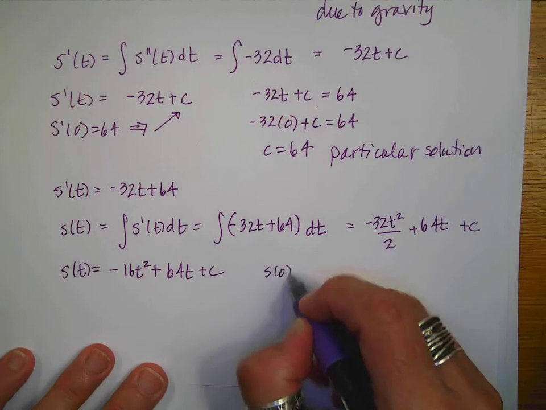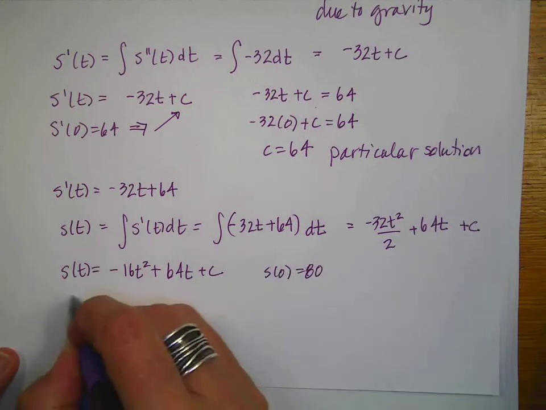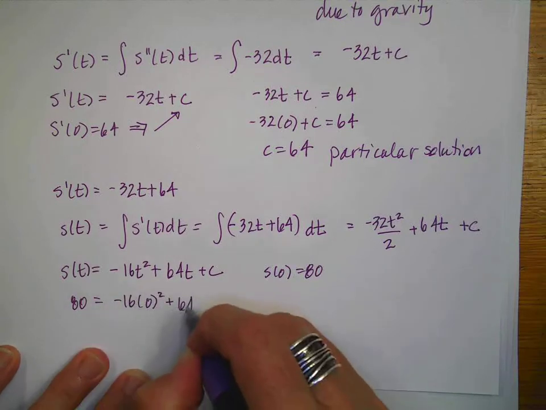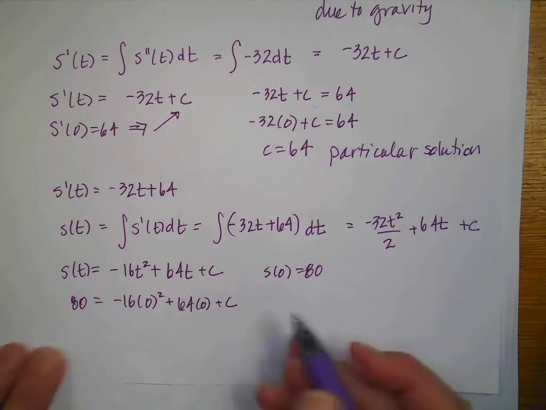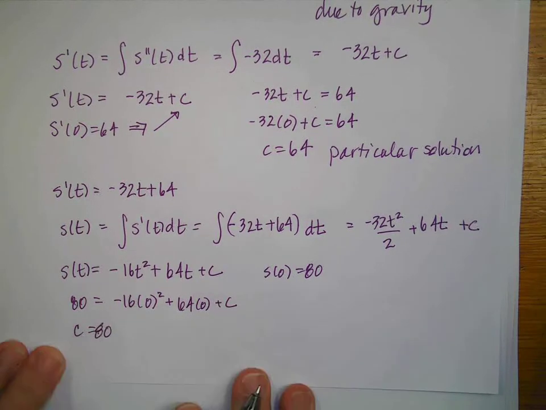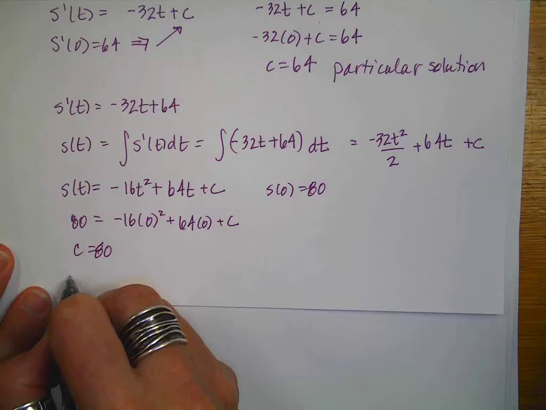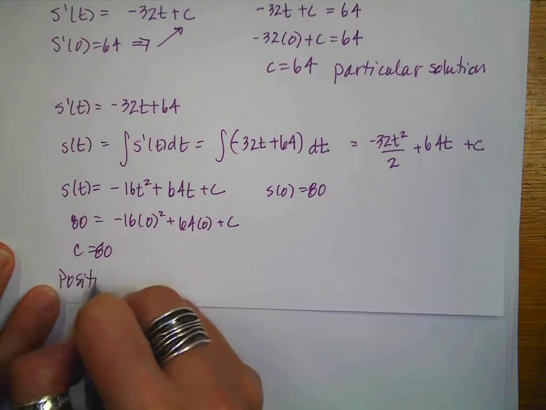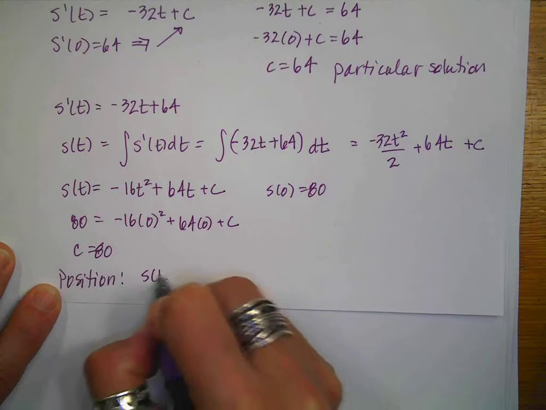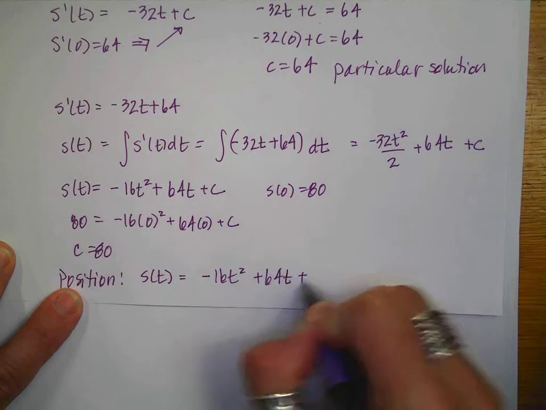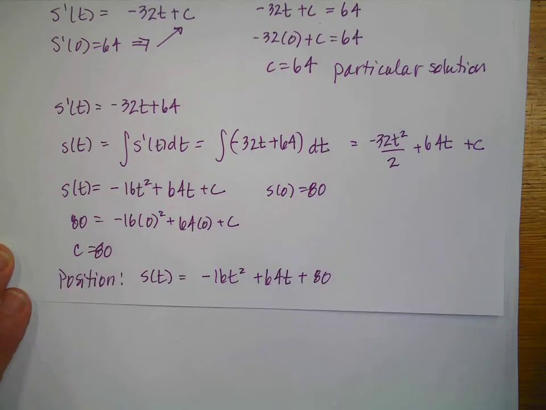So now I need to solve for c, and I'm going to use s of 0 was equal to 80. So then I'm going to get 80 is equal to negative 16 times 0 squared, plus 64 times 0, plus c. And so I get that c is equal to 80. Okay? And we're almost done, at least with A. And so my position function is going to be s of t is equal to negative 16t squared plus 64t plus 80. That's really cool. Alrighty? So that's part A.